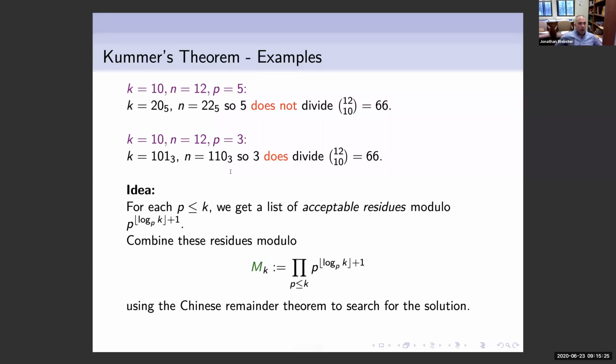And so our idea is we can look through all the prime power moduli. If we combine them all together, we can search through them all and list all possible acceptable residues. And we just need to find the correct one. In fact, it would be the smallest one, subject to a very minor constraint that it is greater than or equal to k plus 1.